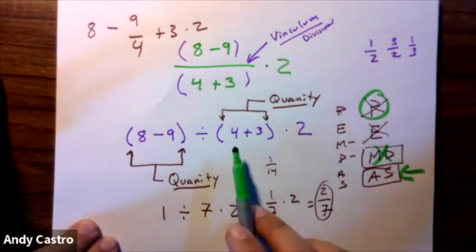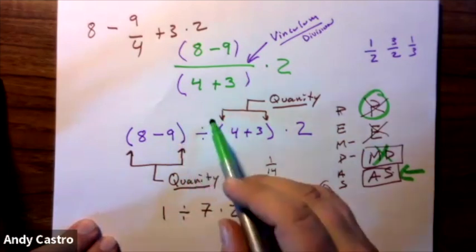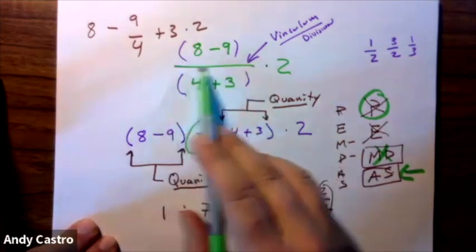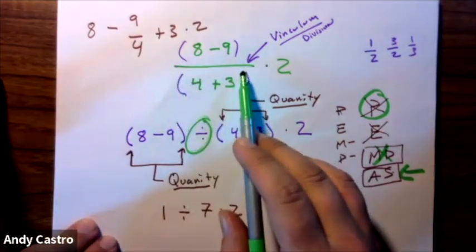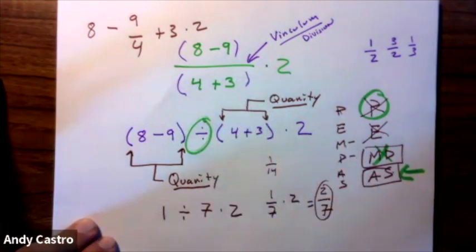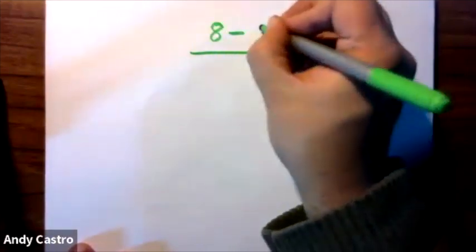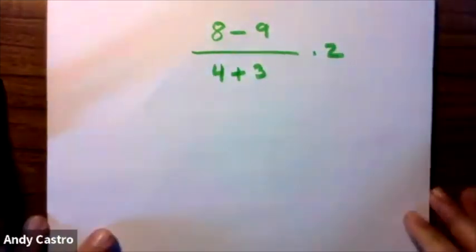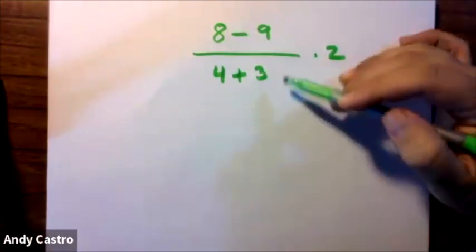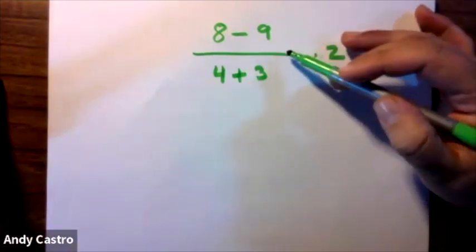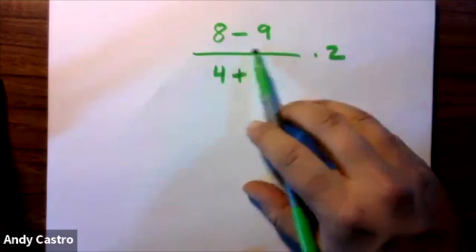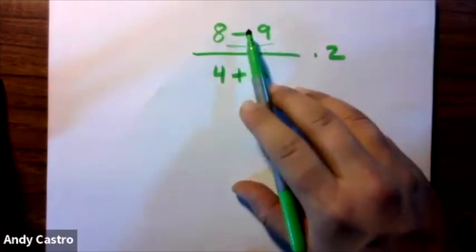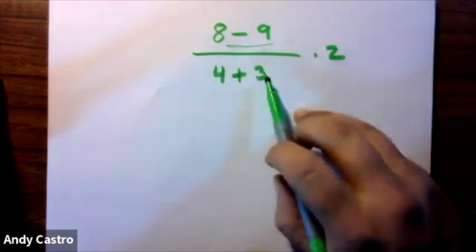I want to work this out again without using the division symbol, but keeping the vinculum right there. Okay, so I'm going to rework this in the same way, but show you a little bit different way to do it. All right. So here, because this implies parentheses above and parentheses below, I can go ahead and do what's inside the parentheses here and inside the parentheses here.